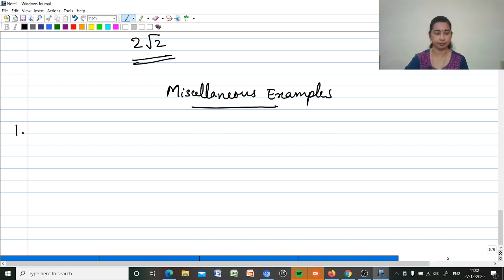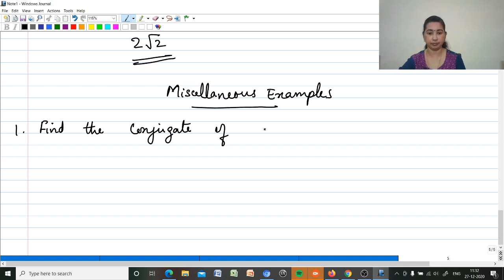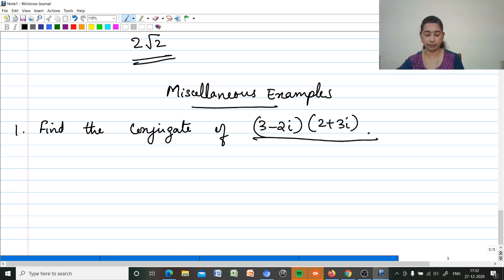First one, find the conjugate of 3 minus 2i into 2 plus 3i divided by 1 plus 2i into 2 minus i. So first, before finding out the conjugate, we have to make it in the form of a complex number. Now this is not in the form of a complex number. So first we have to multiply.